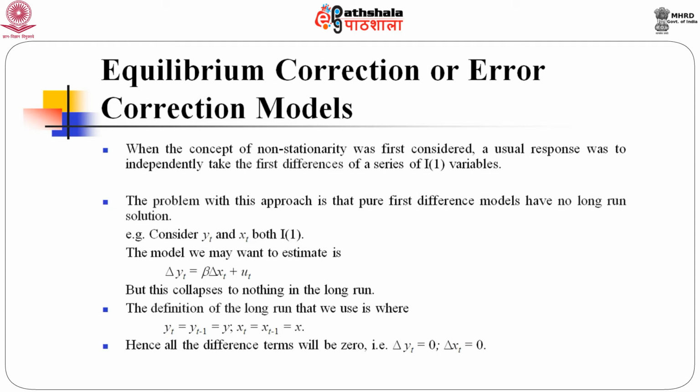For example, if we consider yt and xt, which are both I1, then in the model we may write delta yt equal to beta times delta xt plus ut, but this collapses to nothing in the long run. The definition of the long run that we use is where yt equal to yt minus 1 equal to y, and xt equal to xt minus 1 equal to x. Hence all the difference terms will be 0, delta yt will be equal to 0 and delta xt will be equal to 0.